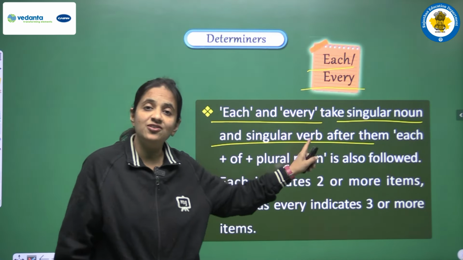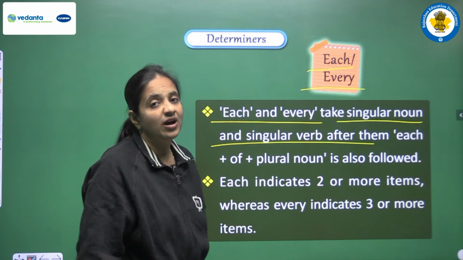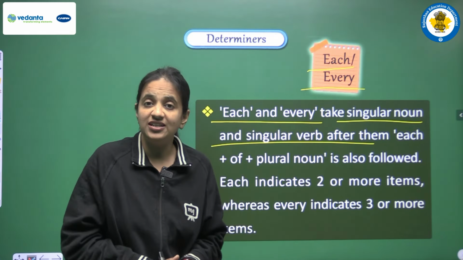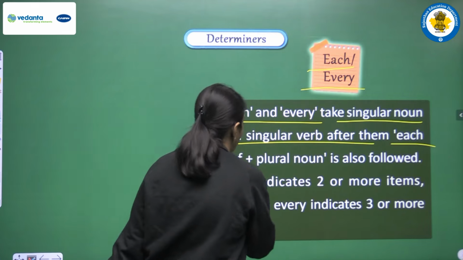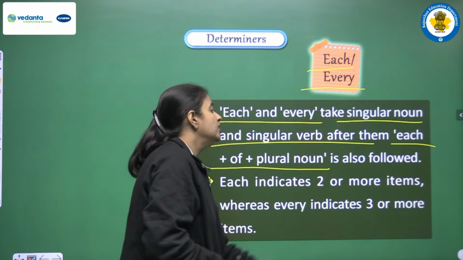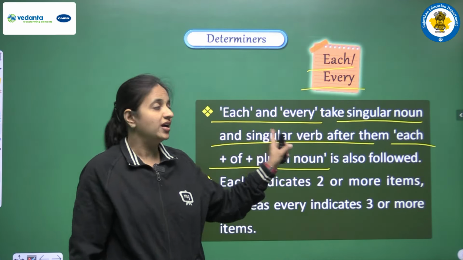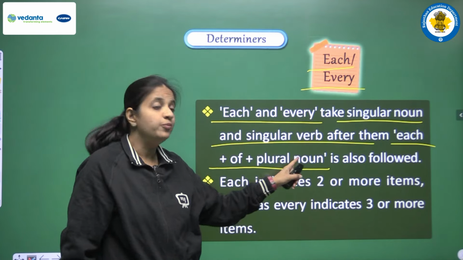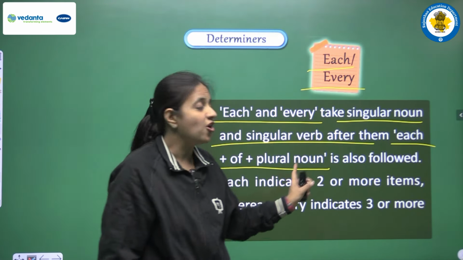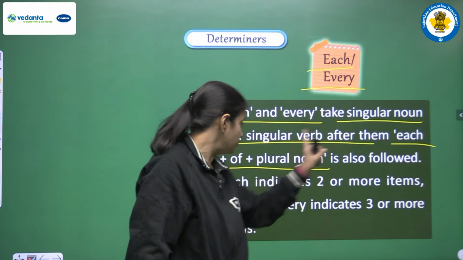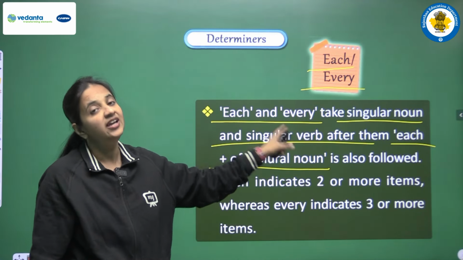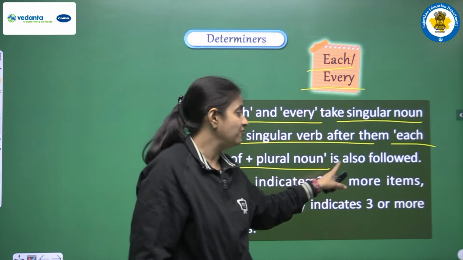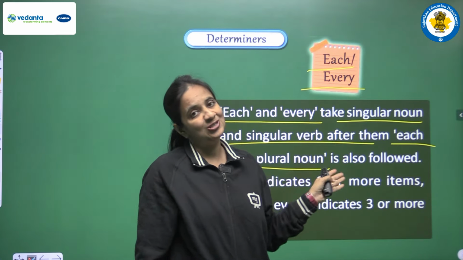Clear? But there is one exception here, one more pattern, one more structure. And what is that structure? That is each plus of plus a plural noun. This is one structure where each is used before a plural noun. According to the structure, there should be each plus of, and after that we can have a plural noun. So this is one structure that we can also use, that is also followed.